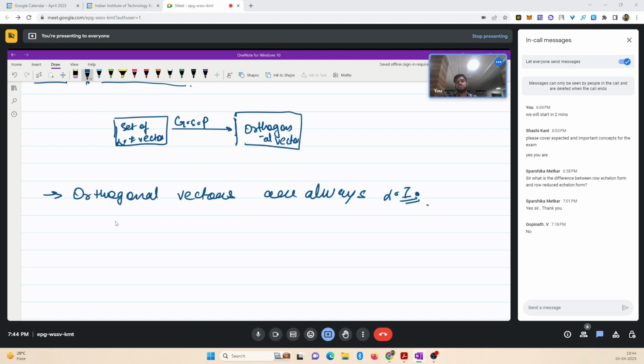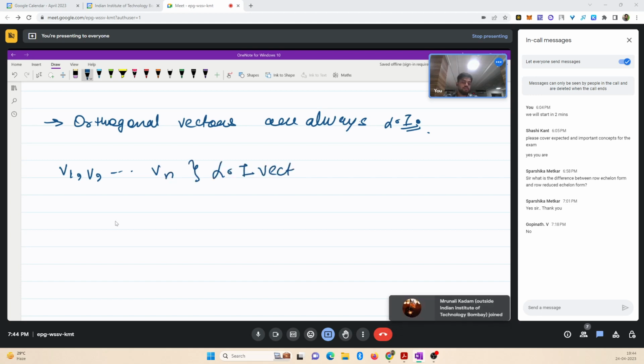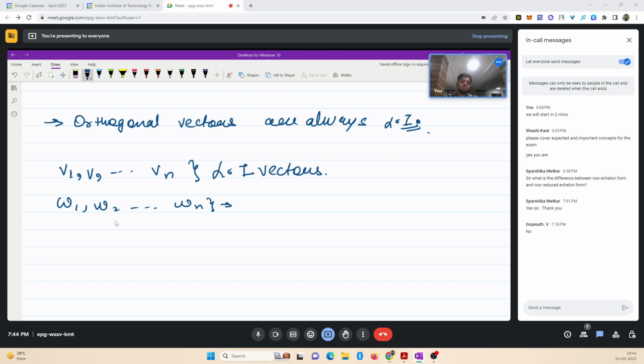Okay. So what is the process of doing that? Let's say you have v1, v2, vn, which are your linearly independent vectors, and you want to convert them to w1, w2, wn, which are your orthogonal vectors. Okay. Then what you can do is, you take w1 to be your v1. This is the first thing that you need to do.